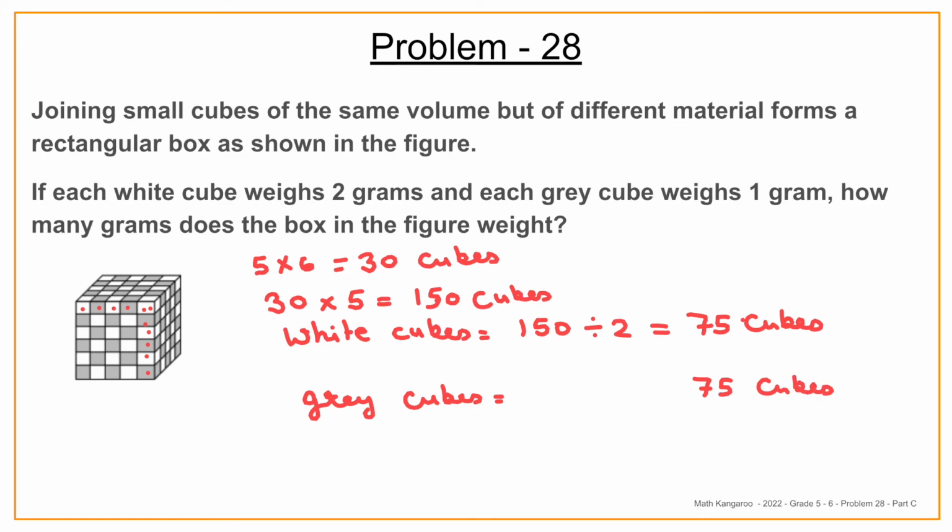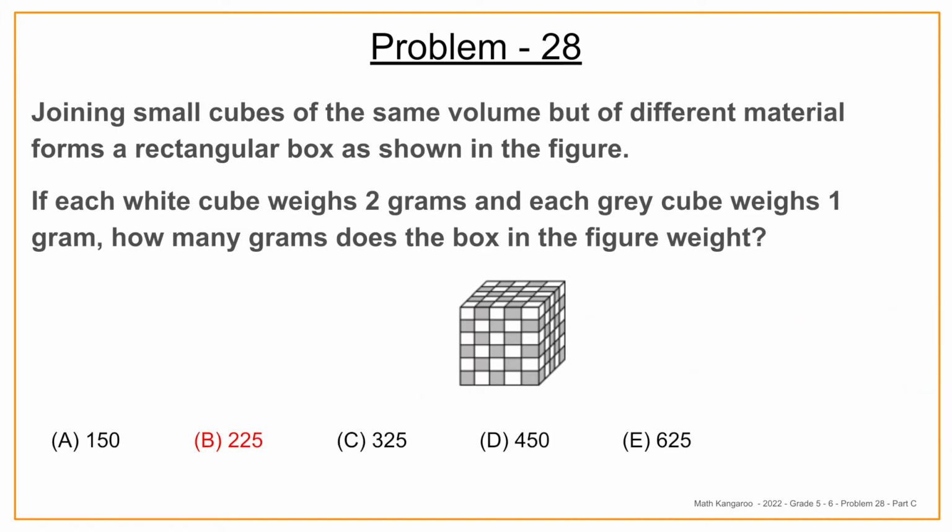But from the question we know that the white cube weighs 2 grams. So now calculate the weight of the white cubes. The weight of the white cubes will be 75 into 2 gives us 150 grams. Gray cubes, the question says, is 1 gram. So we multiply by 1 and we get 75 grams. Now calculate the total weight. The total weight of white and gray cubes is 150 plus 75 gives us 225 grams. So our answer is 225.